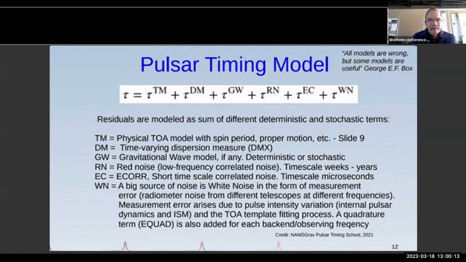So we're going to be trying to model the time of arrival residuals, and it's just a sum of the deterministic and stochastic terms. So the first term there is called TM, and it's called the physical TOA model.